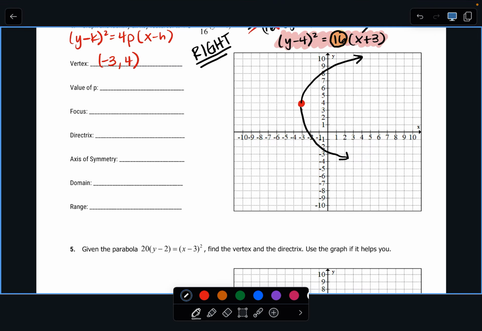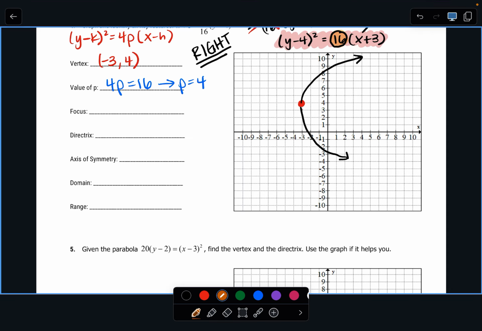Then you want to figure out the value of p. So in the place of 4p, we have 16, right? So if 4p was equal to 16, what does p have to be? 4. One thing to take away from that: the negative and the positive has nothing to do with the p number itself. That tells you what direction it's opening. So don't tie that into what you're doing.